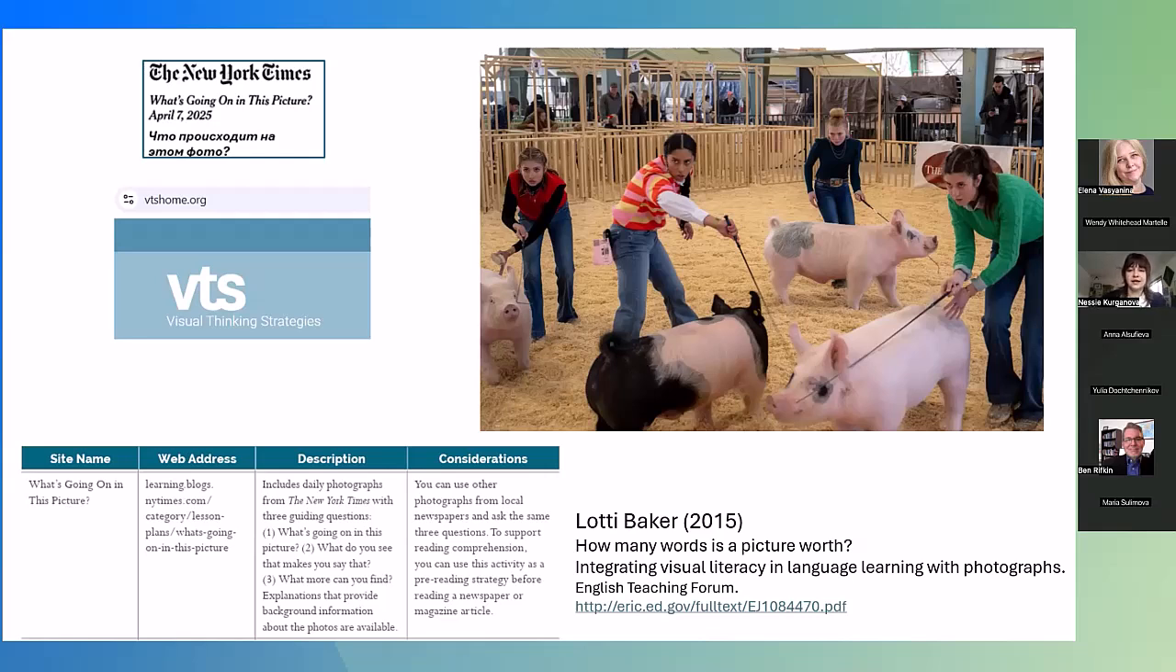It's one of the activities that I gleaned from Lottie Baker's wonderful article, How Many Words Is a Picture Worth? Linked right here. And he also provided some of the possible alterations to this kind of activity and a lot of other ideas. So if you're into visuality, into photography, would like to experiment more with it, I really do recommend this article because he provides a lot of great ideas.